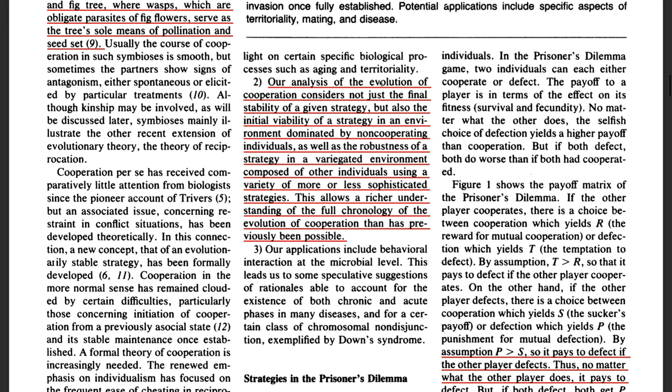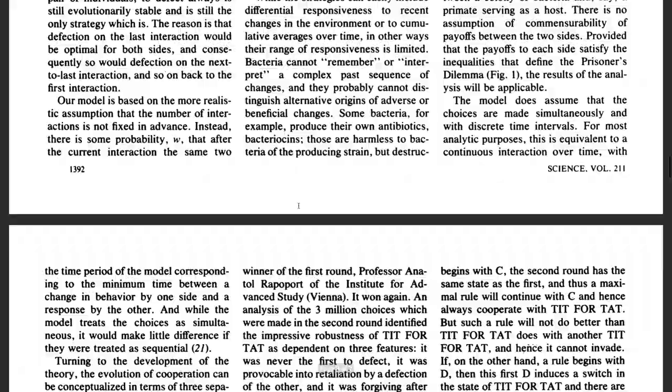This is also important. Our analysis of the evolution of cooperation considered not just the final stability of a given strategy, but also the initial viability of a strategy in an environment dominated by non-cooperating individuals, as well as the robustness of a strategy in an environment composed of other individuals using a variety of more or less sophisticated strategies. So there are three things that they consider. Okay, let me not go there.